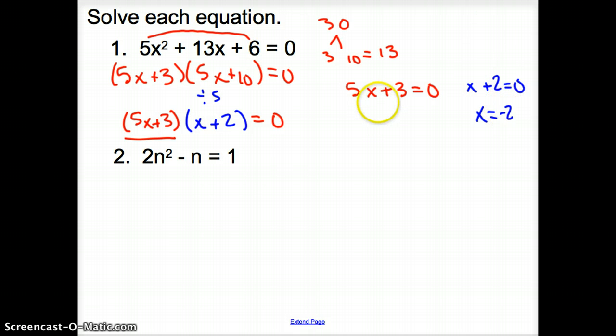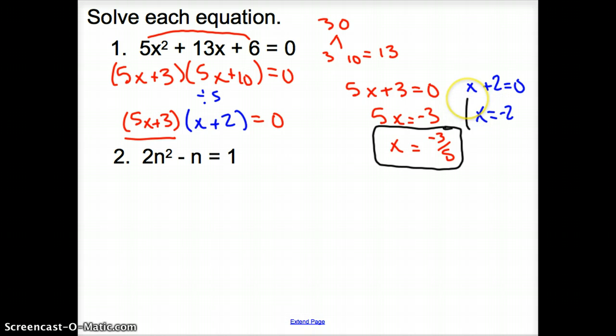And then for the red guy, I have to first subtract the 3 over to get 5x equals a negative 3. And then divide by 5. So x equals a negative 3/5. So here we have two answers. Here we have x equals negative 3/5 and x equals negative 2. All right, let's take a peek at number 2.